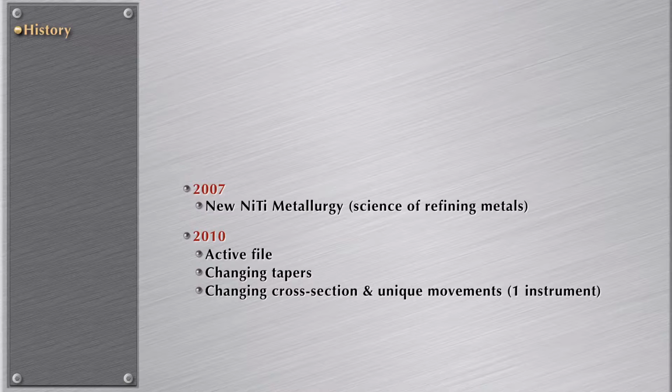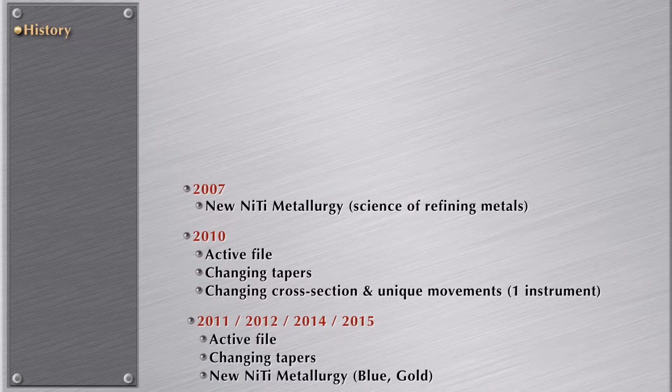Now we have a file that is very active. It has changing tapers. It has 2 cross-sections on the file, and it's only 1 instrument in 95% of the cases to perform root canal therapy, and it has unique movements. Then look at the dates, 2012, 13, 14, and now 15. We have a file that has very active edges. It has changing tapers. And again, the improvement of the metallurgy has changed things.